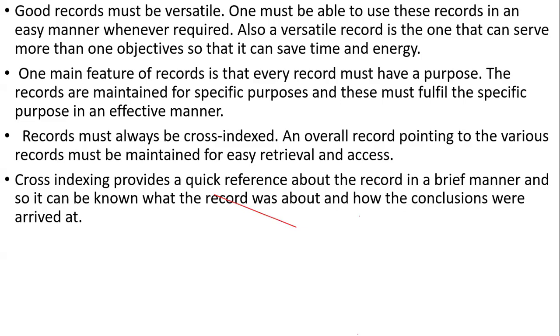One main feature of records is that every record must have a purpose. The records are maintained for specific purposes and these must fulfill the specific purpose in an effective manner. Records must always be cross-indexed. An overall record pointing to the various records must be maintained for easy retrieval and access.